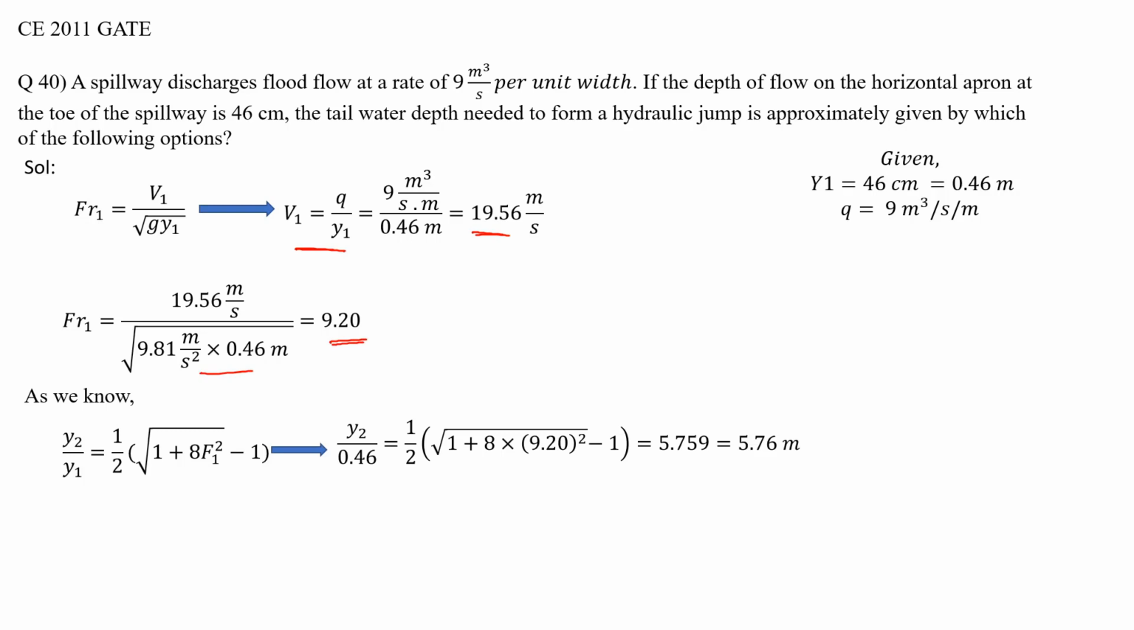Once you know the Froude number, you can directly substitute it in this particular equation: y2 divided by y1 equal to 1 by 2 square root of 1 plus 8 F1 square. Here F1 is known and y1 is also known, so the only unknown is y2. By substituting this particular value, you get 5.759 meters. So option C is correct. Option C was 5.77 meters. This is the correct value.